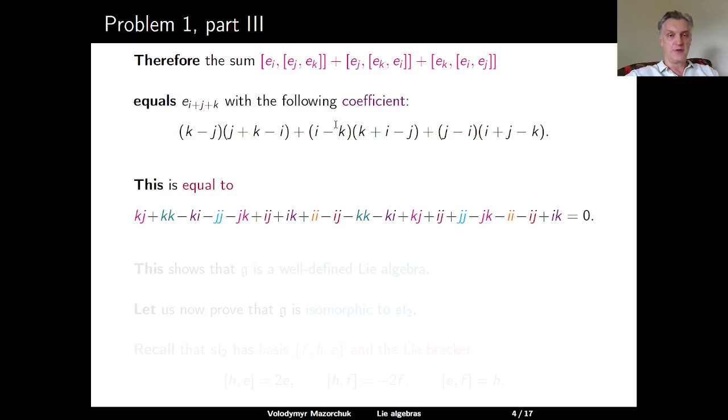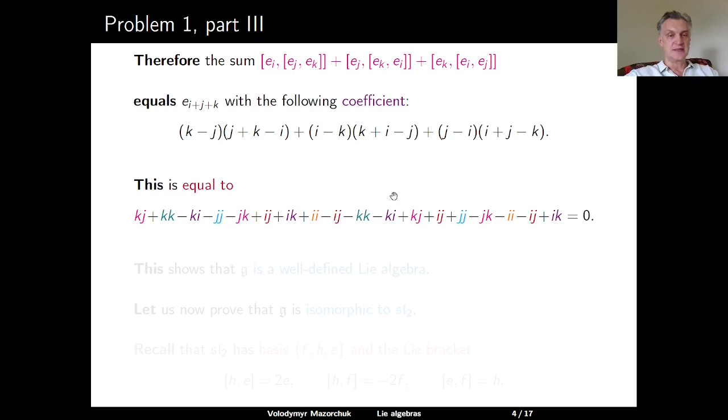Now we can perform all multiplications, open all brackets, and we get the expression kj plus k squared minus ki minus j squared minus jk plus ij plus ik plus i squared minus ij minus k squared minus ki plus kj plus ij plus j squared minus jk minus i squared minus ij plus ik. And this expression is equal to 0.